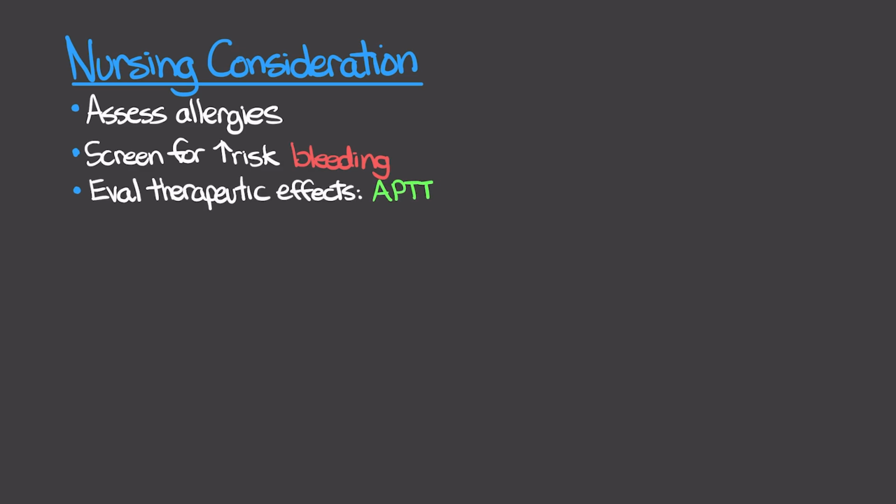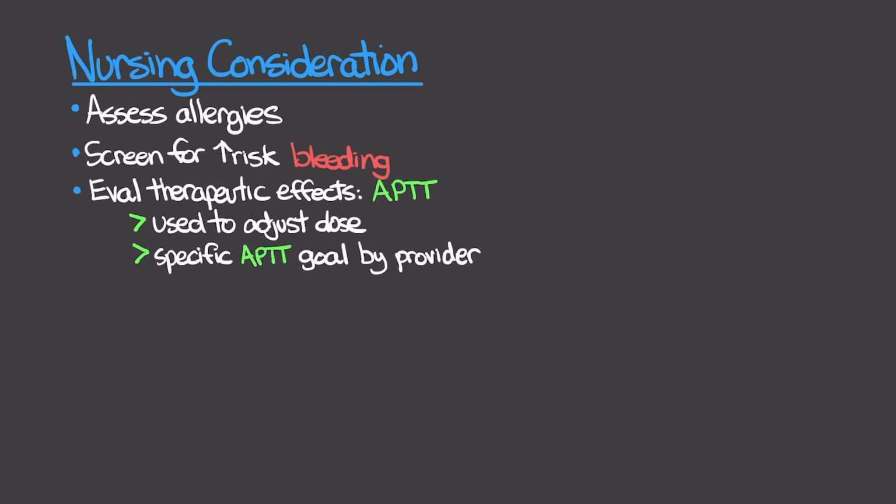So again, our APTT is used to evaluate this one. And this is going to be used to adjust that dose of the Argatroban. Typically, we're going to have a specific APTT goal ordered by the provider, and then your hospital hopefully has a protocol for what those adjustments are based on your APTT as far as increasing or decreasing your rate.